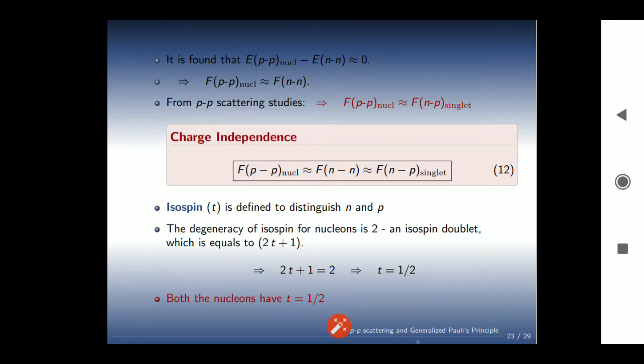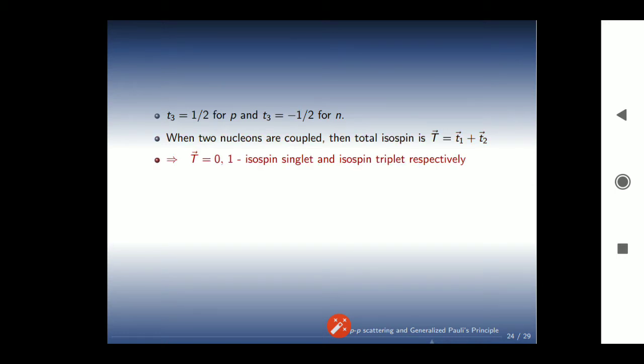However, the third axis projection of isospin is different for two particles. It is plus half for proton and minus half for neutron. T3 is the third axis projection of isospin. When two nucleons are coupled, the total isospin is written as T1 plus T2. If there are only two nucleons, then this T can be either 0 or 1. 0 refers to isospin singlet and T equals 1 represents isospin triplet, respectively.